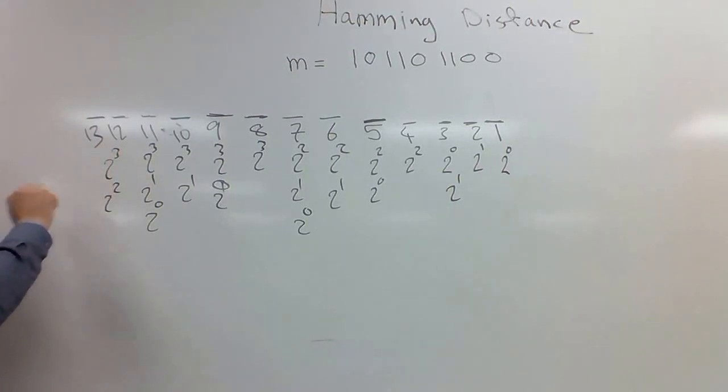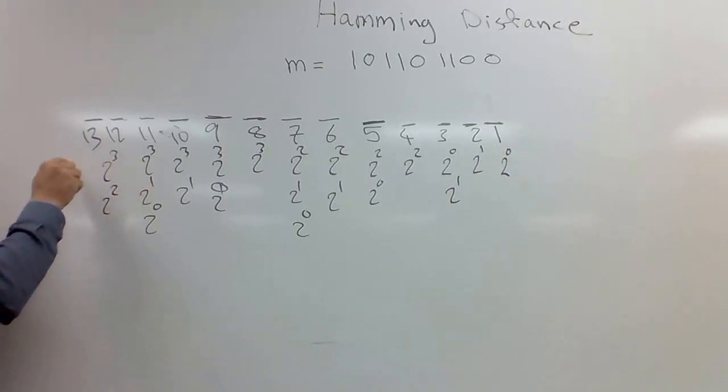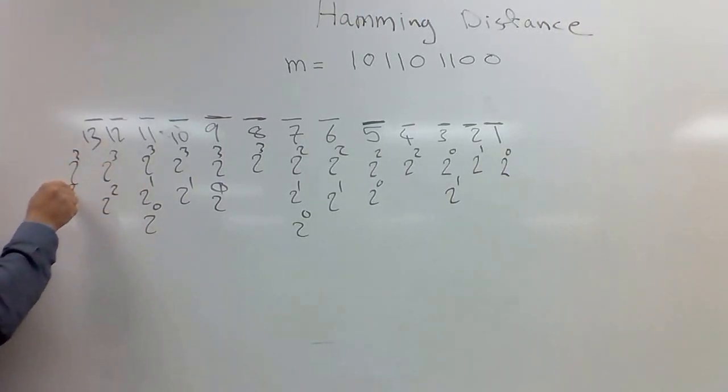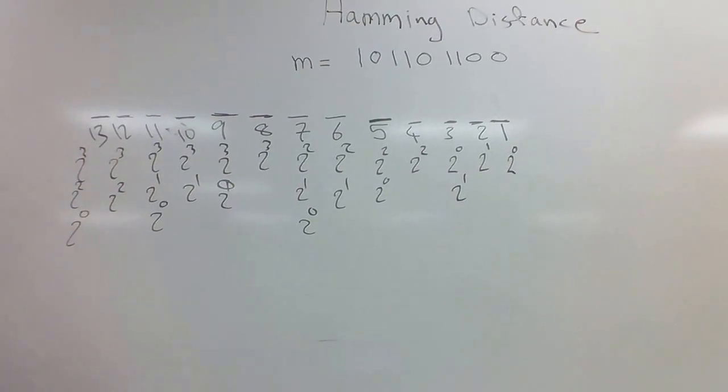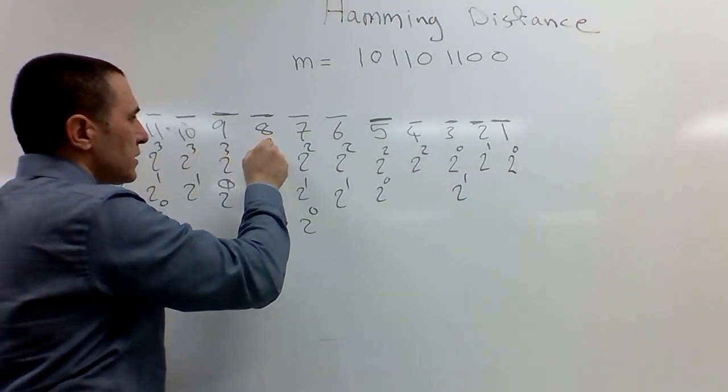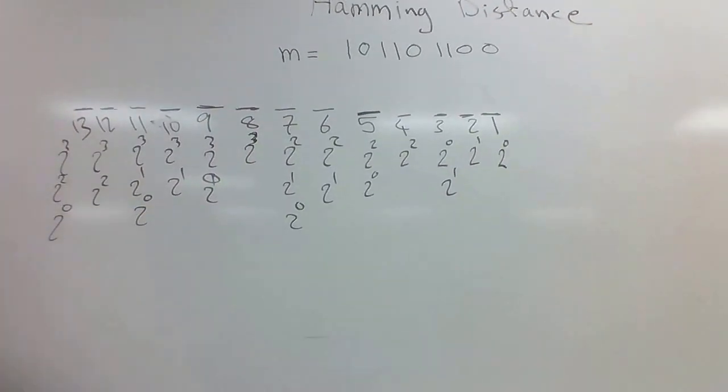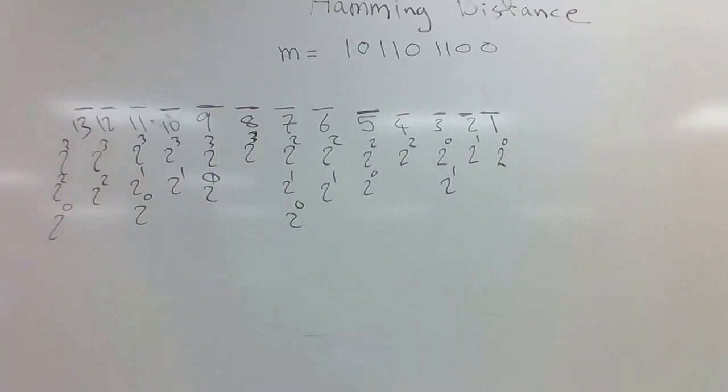Power 2, that's all right. 8 and 4. Yeah. Now I need 4 bits. Just 4 bits as redundant bits. So which bits will be my redundant bits?